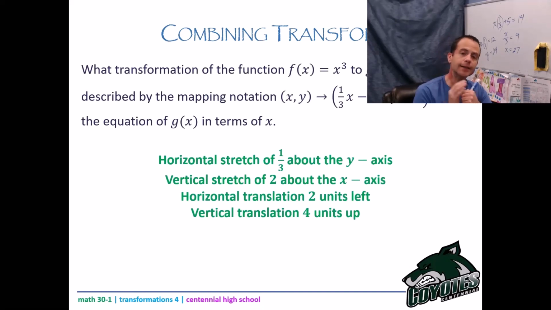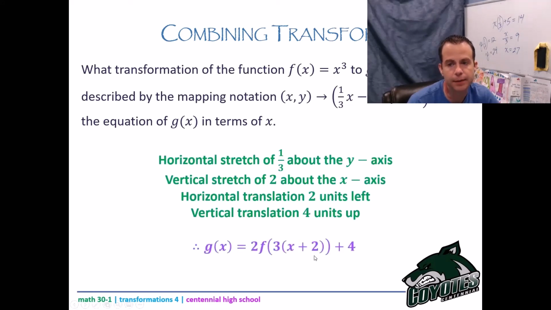Now, it asks you for g of x in terms of x. That's the actual graphable equation, okay? To do that, though, the easiest thing to do is to come up with the transformation equation first. So I want you down here to tell me what the transformation equation is. So horizontal stretch of 1/3, that's going to be a b value of 3. Vertical stretch of 2, that's going to be an a value of 2. Horizontal translation 2 units to the left, x is going to be replaced with x plus 2. Vertical translation 4 units up, k is going to be 4. So you should be looking at this for your transformation equation.